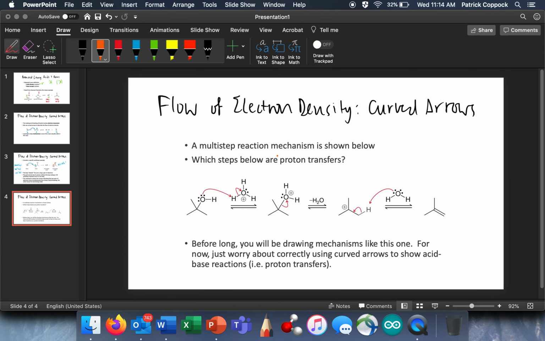So here's a multi-step mechanism, and this is going to seem a little complicated because it comes from organic 2. But you'll see, if you can appreciate curved arrow notation, you're already in a position to appreciate what's going on here. I have an acid. I know it's an acid because it's hydronium. I know hydronium is an acid. And I have an alcohol here, which is going to act as a base.